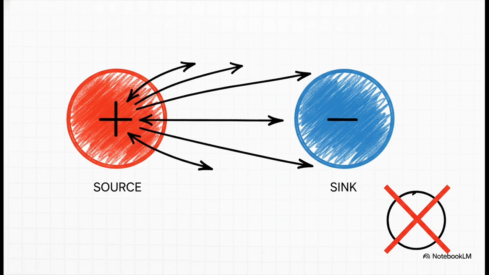And finally, these lines have a direction. They have a starting point and an ending point. They always flow out of positive charges and into negative charges. So you can think of positive charges as sources, like little fountains spewing out field lines, and negative charges as drains, where all of the lines end.